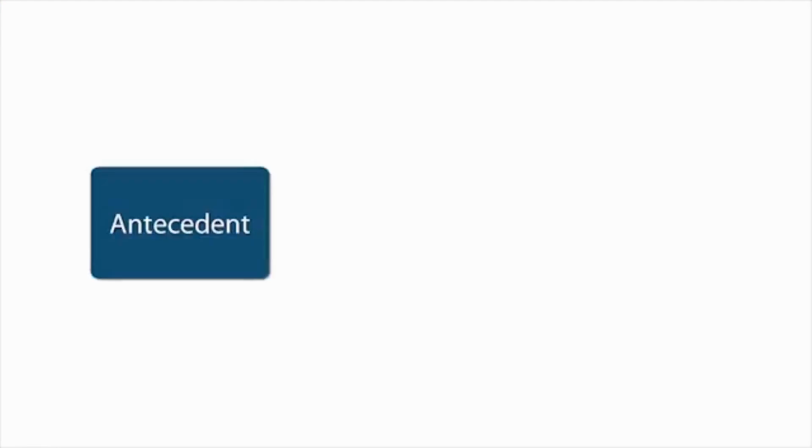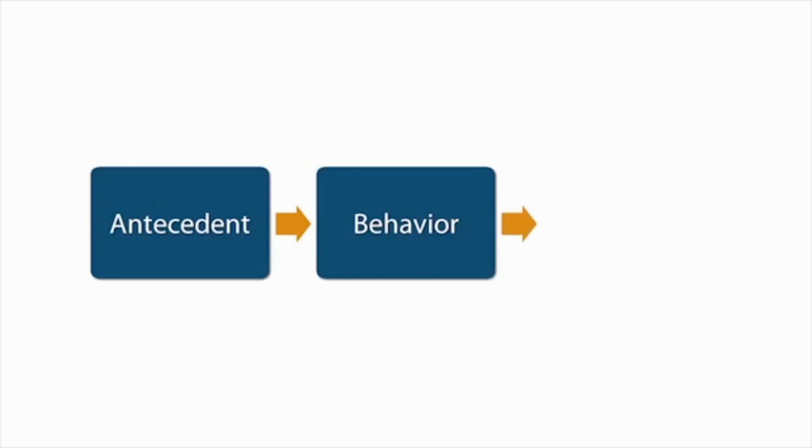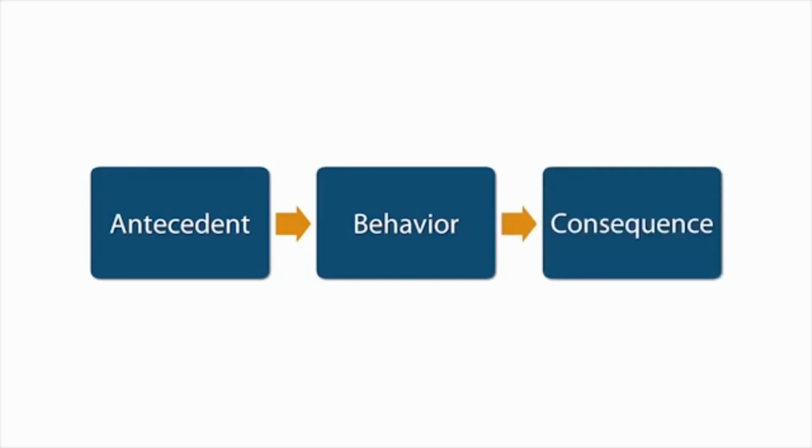Discrete trial training is a teaching method that follows a consistent format, and it comes from the ABC model. The format is this. The teacher provides an instruction, that's the antecedent, the student makes a response, the behavior, and the teacher responds to the student, the consequence. And this sequence is repeated many times throughout a teaching session.